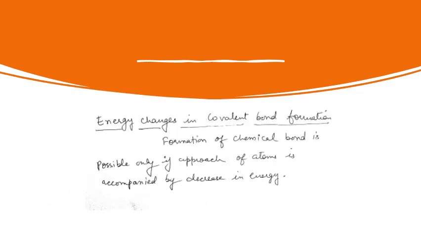Now we see the energy changes in the covalent bond formation. The formation of a chemical bond is possible only if the approach of the atoms is accompanied by a decrease in the energy. When the two atoms come close to one another, they decrease their energy by sharing electrons, by exchanging the electron. So this is a very important approach of the atoms, which goes with the energy decrease.